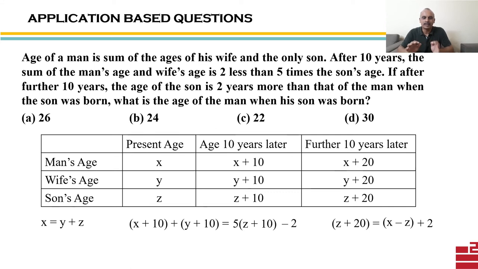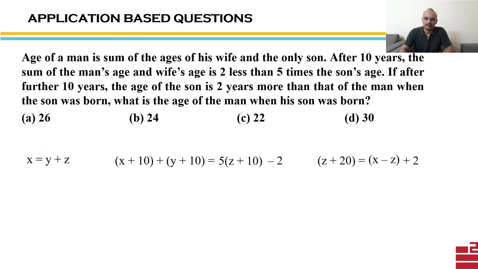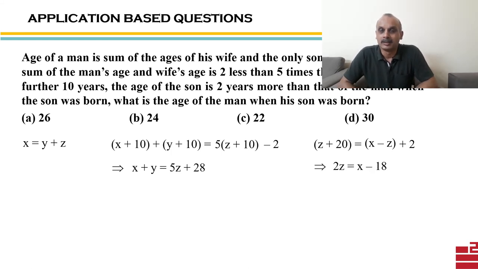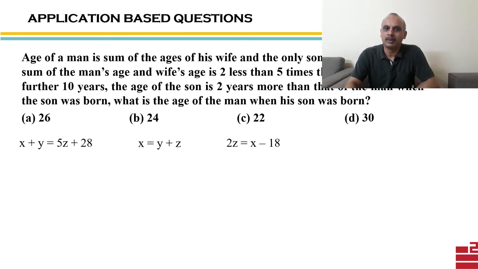So now that we have got these three equations, we will simplify them. If you simplify second equation, we get something like this, and if we simplify third equation, we get this. 2z is x minus 18. So now we have got in the simplified format three equations in three variables. So let's eliminate the variables, and I think the easiest way is eliminate z. So looking at these three equations, the first pair of equations is this. Eliminating z gives me what?